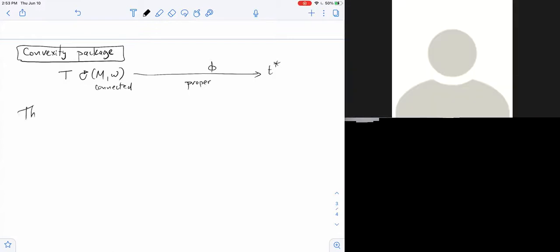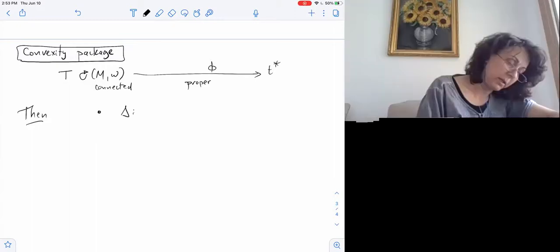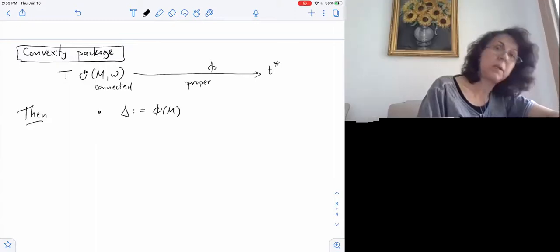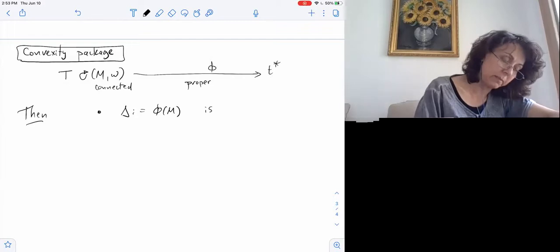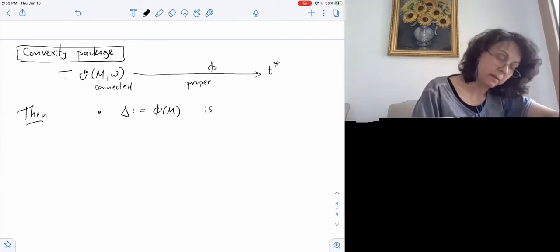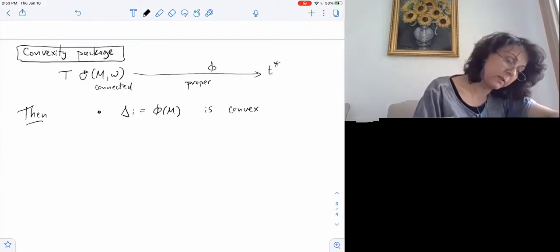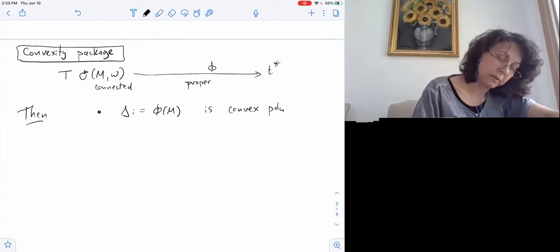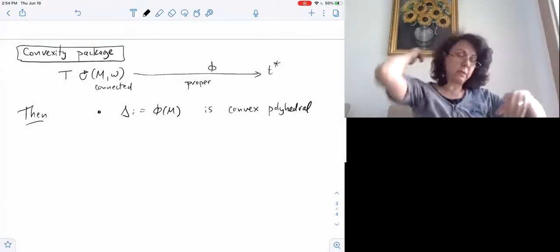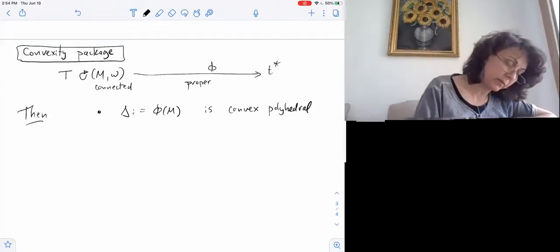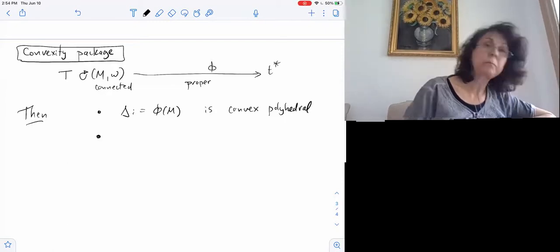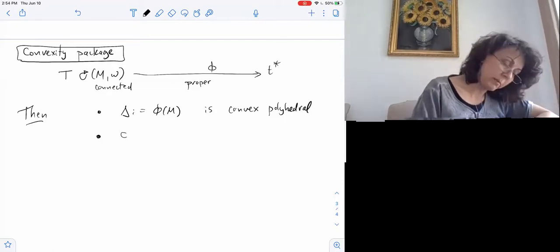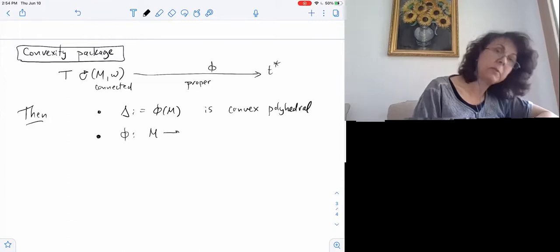And the convexity package gives us three things. First of all, that the image of the momentum map is a convex polyhedral subset of T star. It's a closed subset of T star because the momentum map is proper, and it is polyhedral. So locally, these pieces look like pieces of convex polyhedral cones. And the momentum map is open as a map to its image.